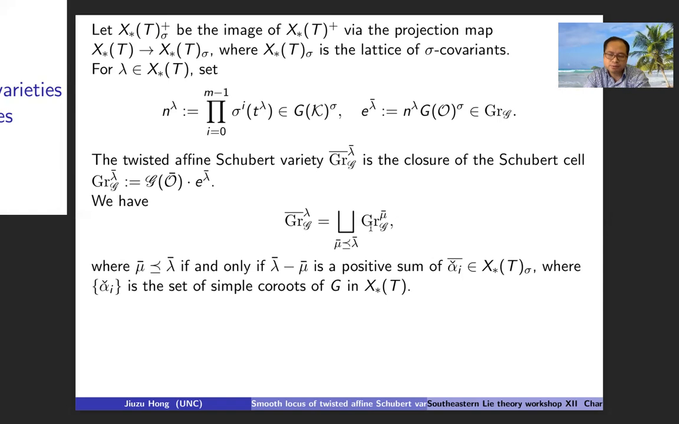I mean, under this closure relation, exactly when the difference lambda bar minus mu bar is a positive sum of images of simple coroots phi check. So here phi check is the set of simple coroots of G in X_*(T). So one can regard phi check to be elements in X_*(T).